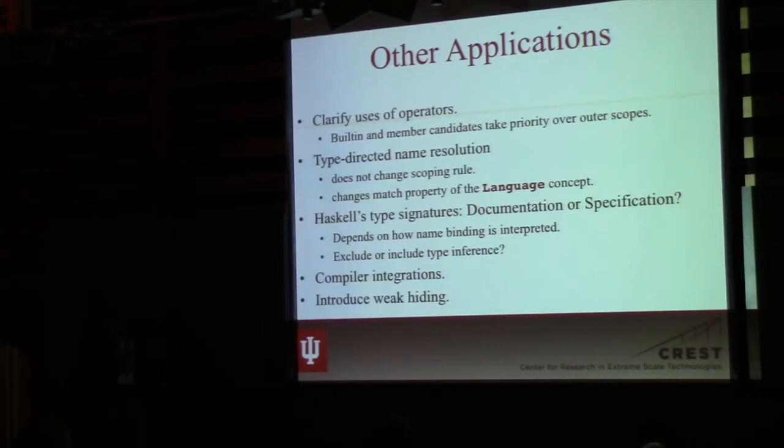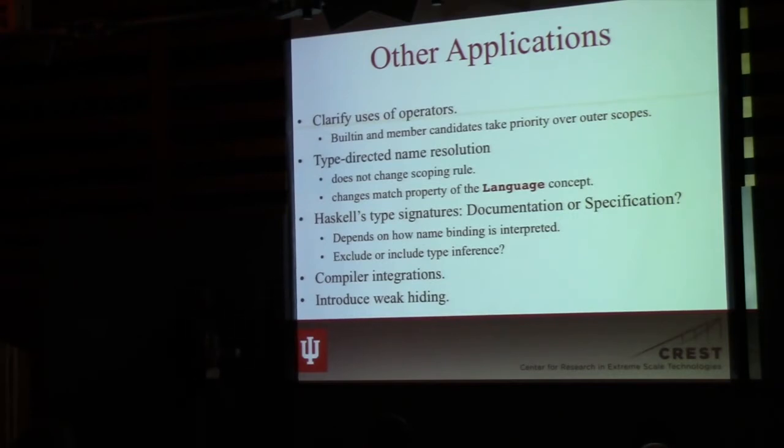Applications beyond C++, there are things like type-directed name resolution, which has been proposed in Haskell as a way to exploit the power of the dot notation, so to speak. We can use our framework to clarify some of the discussions going on in that area. We can also take a closer look at type signatures in Haskell and ask: is there a way that we can have these type signatures be something more than pure documentation? Maybe they can start acting more as a specification than as documentation, depending on how we define name binding. The short story is that if we include type inference in our definition of name binding in Haskell, then we can have type signatures behave more as specifications than documentation.